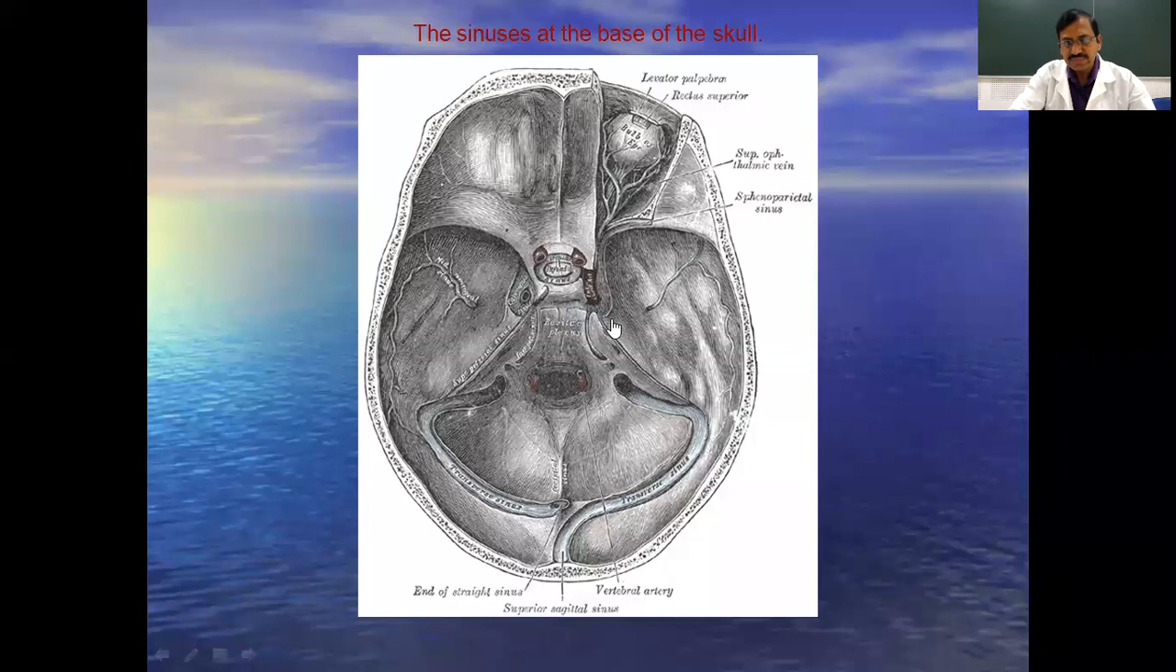Any doubts? Okay, read carefully and practice the diagrams. If any doubt, we discuss later. Okay, thank you.